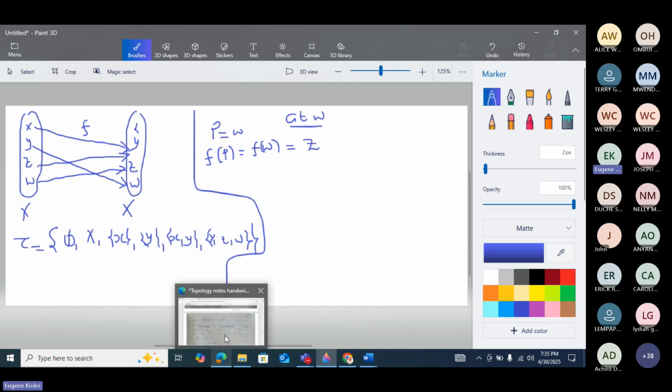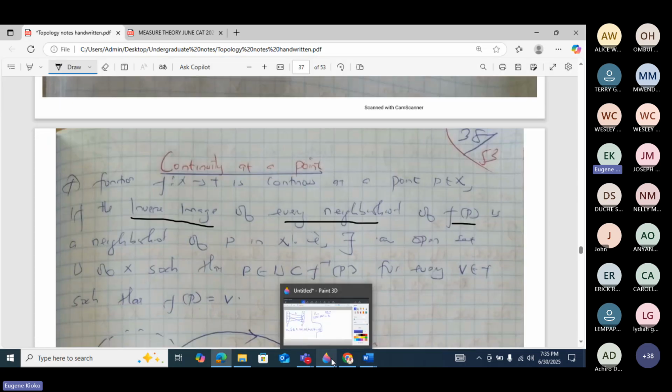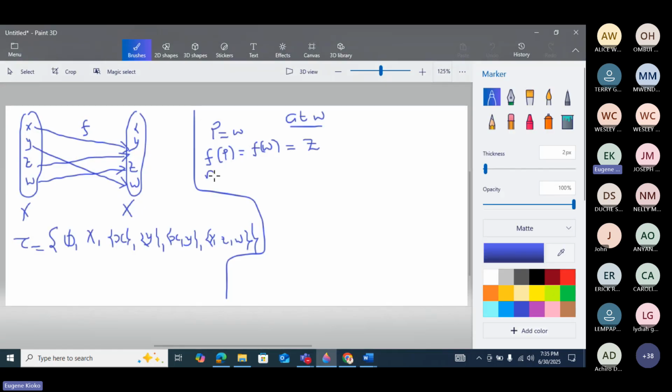Once again, as it says, the neighborhoods of f(P), neighborhoods of f(W), which is Z, are all sets in tau with Z. So you go to tau and look at which ones have Z. Capital X has Z, because you can see X is X, Y, Z, W. The other one that has Z is Y, Z, W. So we only have those two.